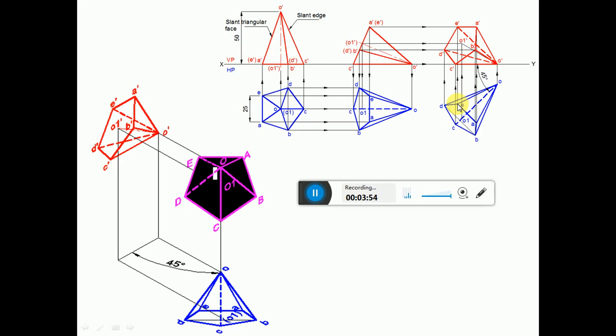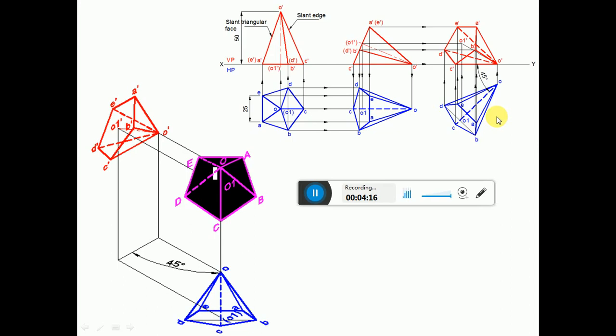Once you transfer all these points from the second position top view to the third position, then you join all the edges, including the visible and invisible edges, exactly similar to the one that we have in the second position top view. That means you have to reproduce the same sketch here.